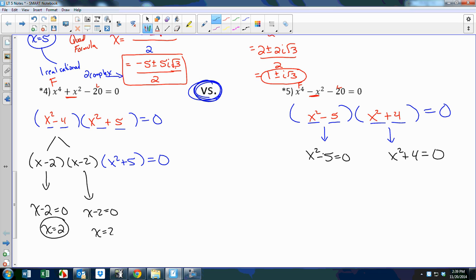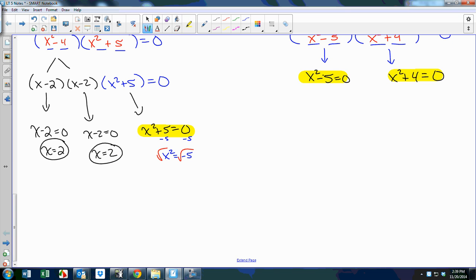X minus 2, when does that equal 0? When x is 2. And x squared plus 5, when does it equal 0? It's a similar question that we have to answer over here in number 5. So that's our decision. How do we finish these 3 little problems? You could use the quadratic formula, but the quickest way would be to use the square root property since there's not a middle term. And that would be subtract your 5 to both sides, x squared equals negative 5, and take the square root of both sides to get your 2 answers.